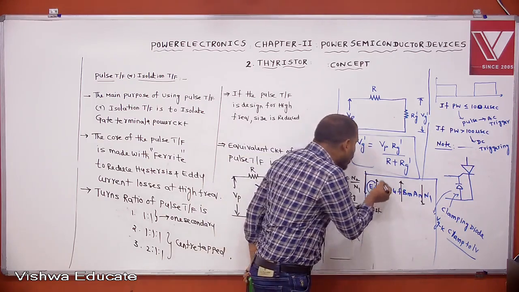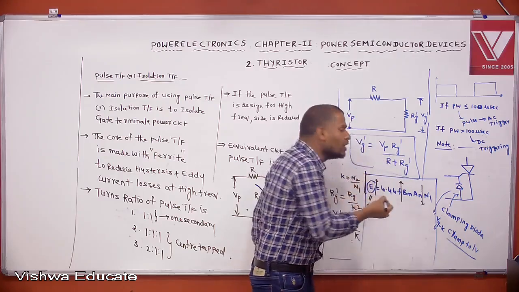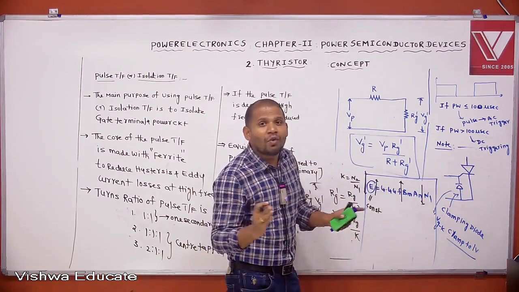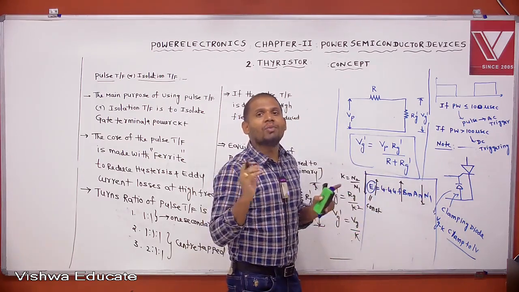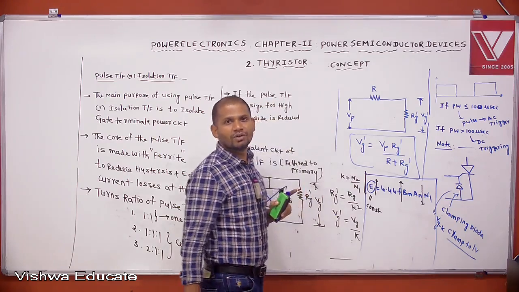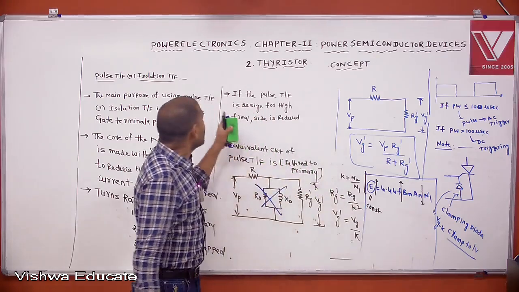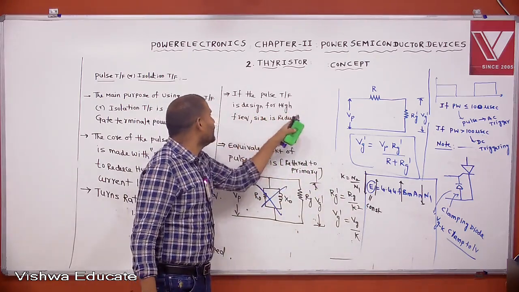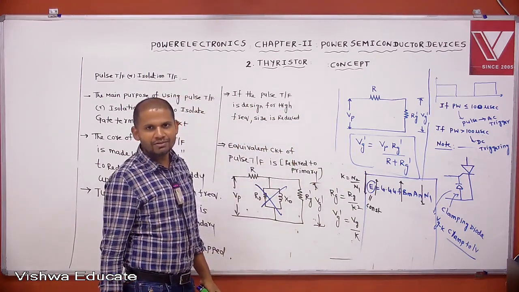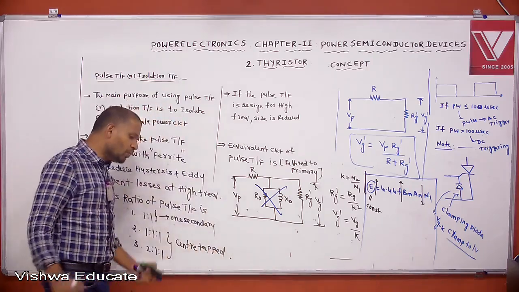Without increasing the rating of the transformer, to design it at high frequency, you must reduce the cross sectional area. If the cross sectional area is reduced, what is the volume of the core? Reduced. Once the volume of the core is reduced, the size of the transformer is also reduced. That's the reason why, if the pulse transformer is designed for high frequency, the size is reduced. That's why high frequency pulse triggering is more preferable.